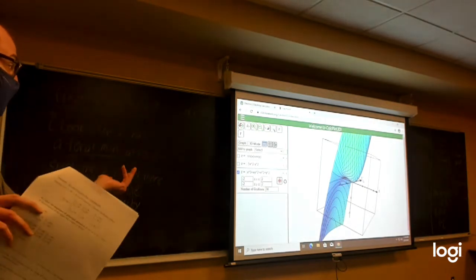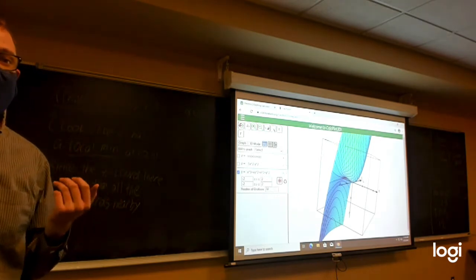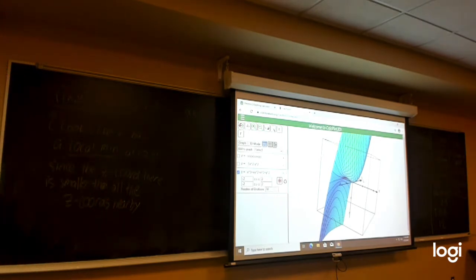So, a local minimum at the origin. It's going to turn out that this function doesn't have any local maxima. How about our next graph? Our next one is 1/2 x squared minus y squared.